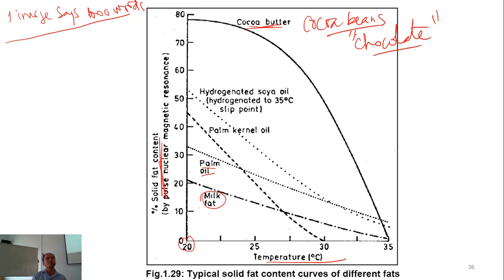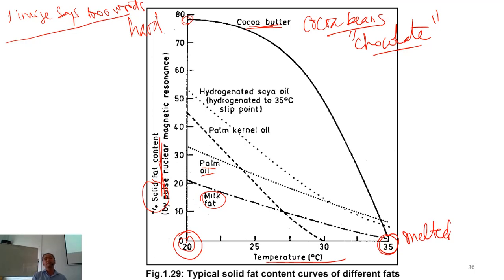Because it's so hard. Okay, what do you see? At 20 degrees C, the cocoa butter is very solid, not liquid. Very solid, meaning it's very hard. Now, at 35 degrees C, very little fat is solid. That means that it is already melted. Then is it soft or hard?